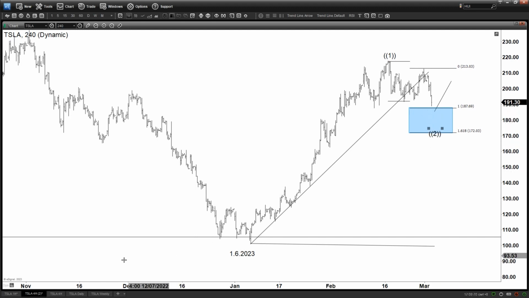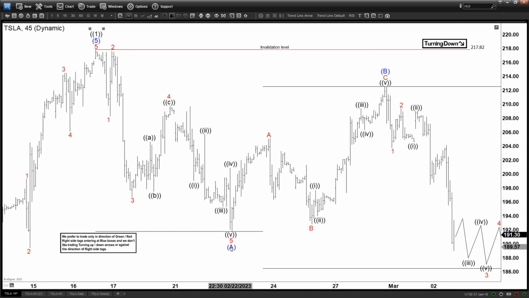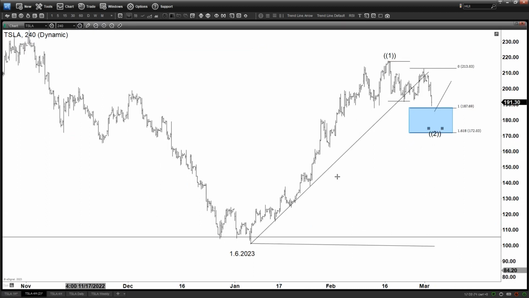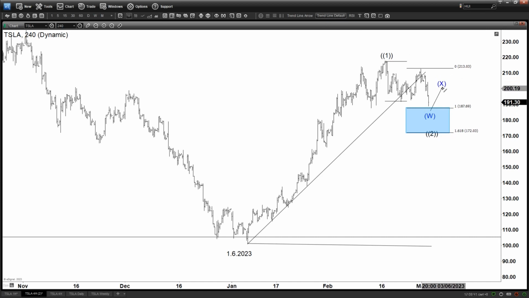So that could be only what we call an ending double correction. So this could be only your W in the form of a zigzag. So you will have a reaction from here, but then the reaction is only going to be a reaction without breaking to a new high above this previous peak. And then after the reaction, you fail again and go down again. Now that's what we call double correction or double zigzag.